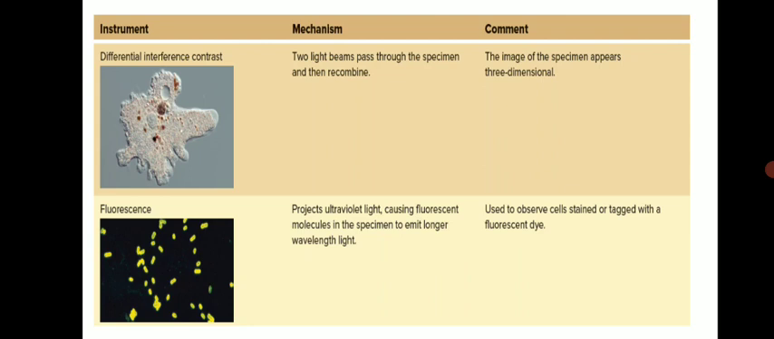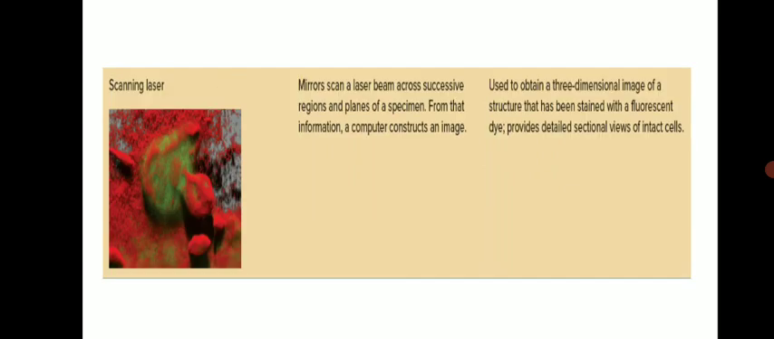Then the fluorescence microscope, where we can observe fluorescent cells by combining fluorescent dyes with microbial cells, so we can easily detect the microbes that are fluorescing. Then the scanning laser microscope, which is very superior compared to other microscopes. It is used to obtain a 3D image of structures stained with fluorescent dye, and it provides a detailed sectional view of intact cells.